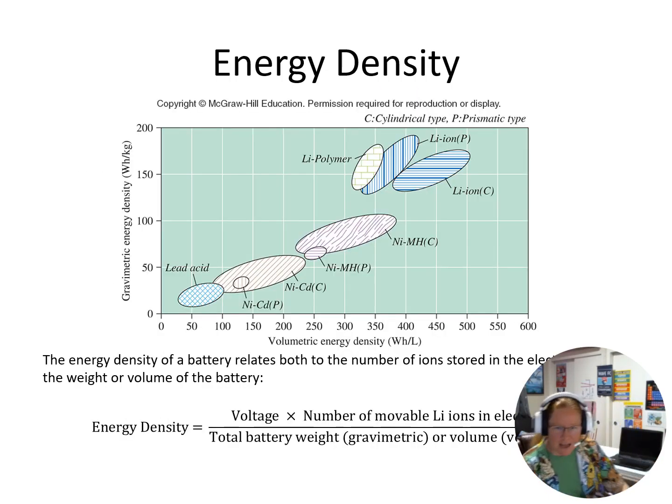Okay. And then we have what we call energy density that lets us look at the relationship between the number of ions stored in the electrode and the weight or volume of the battery. So various different batteries have better energy density for the size of the battery than other ones.